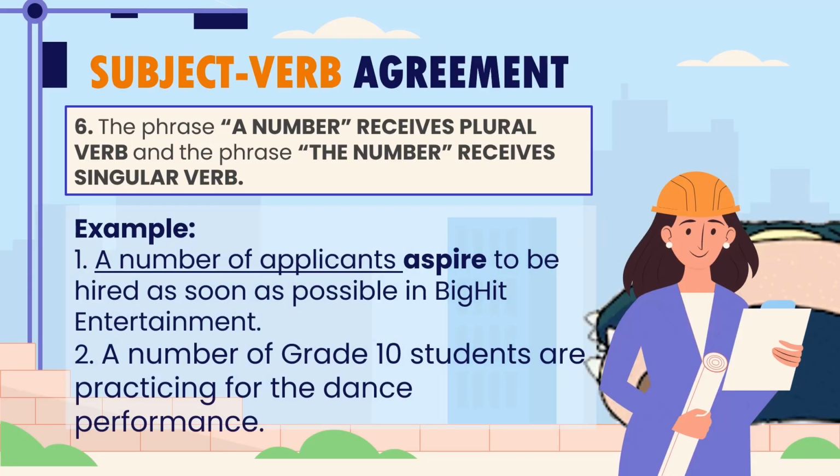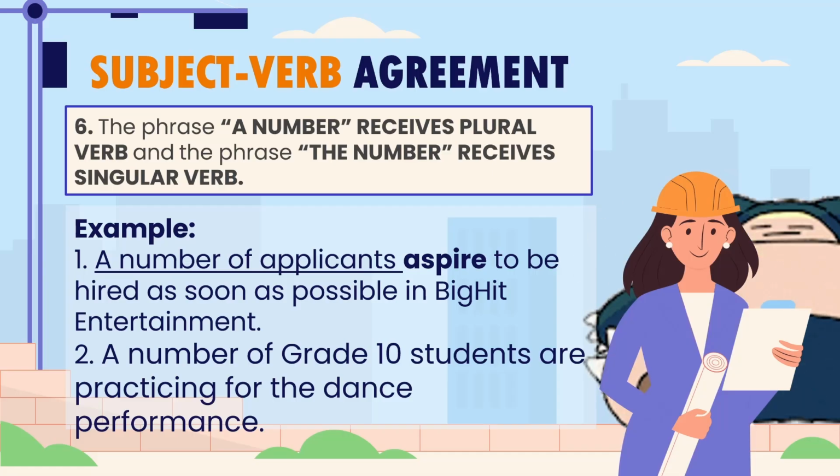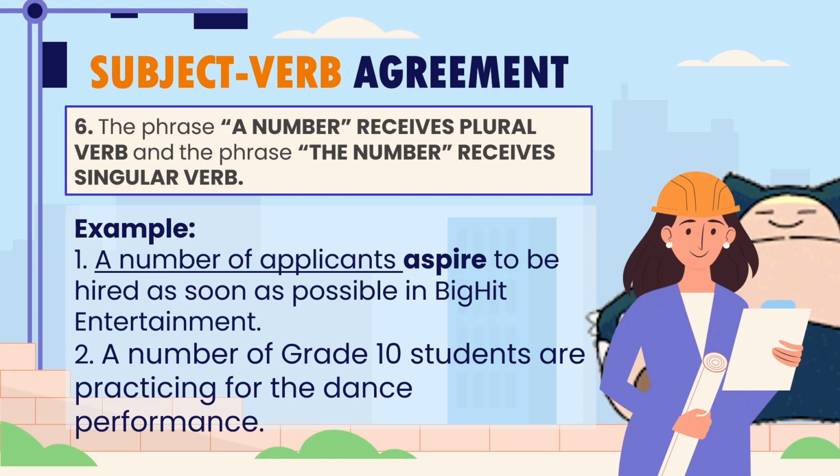So, for example, a number of applicants aspire to be hired as soon as possible in Big Hit Entertainment. So, again, kapag may a number, it always receives a plural verb. That's why our verb used in our first example is the word aspire. Next, a number of grade 10 students are practicing for the dance performance. So again, we have a number. That's why we're going to use the verb are.